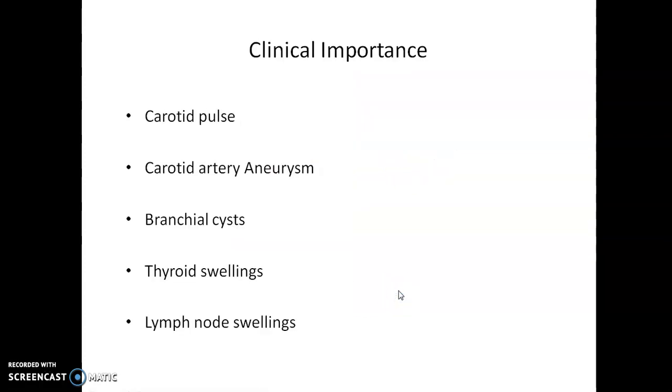Coming to the last topic, the clinical importance. The carotid pulse can be felt on the anterior border of the sternocleidomastoid opposite the C6 vertebra. That part is called the carotid tubercle. There can be abnormal dilatation of the arterial wall due to atherosclerosis, and that is called an aneurysm. It can happen in any artery, and it happens in the carotid artery as carotid artery aneurysm.